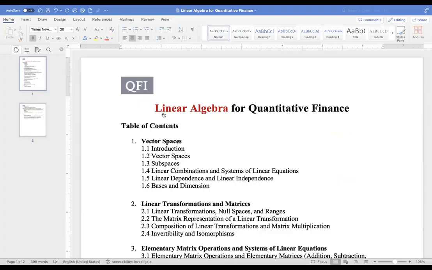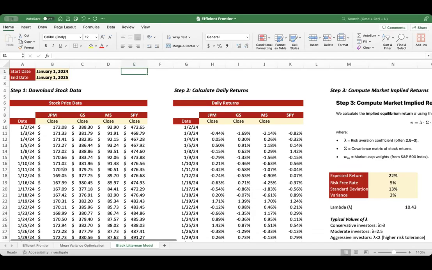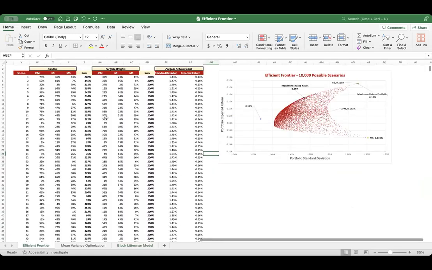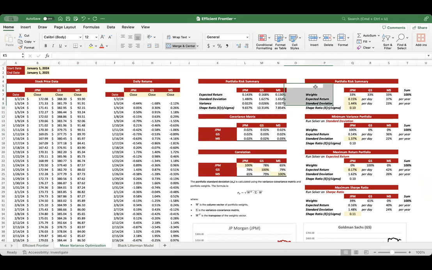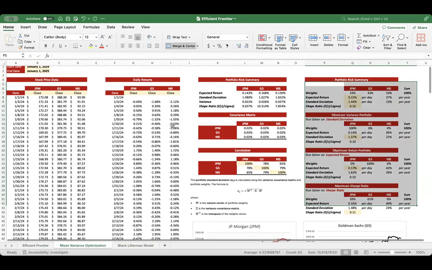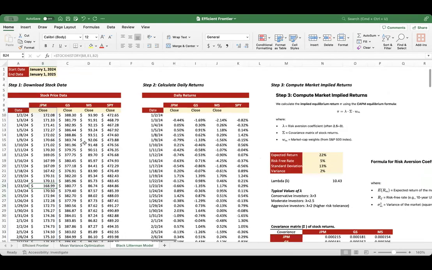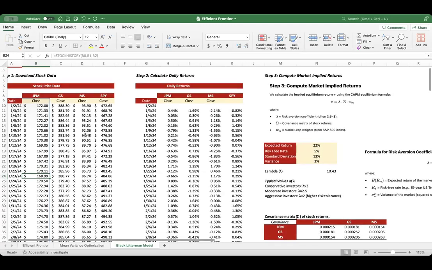Okay, so let me share the projects that we'll be working on. I hope you can see my Excel spreadsheet. As I said, we'll be using linear algebra in the quant finance space, so we'll be working on certain projects. We'll see how to build this efficient frontier. This is basically some stock prices that we have: JP Morgan stock, Goldman stock, Morgan Stanley, and we'll see how to calculate certain risk metrics and how to optimize our portfolio. And the last project that we'll work on is, of course, the Black Litterman portfolio optimization model.